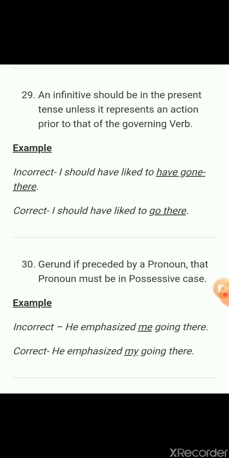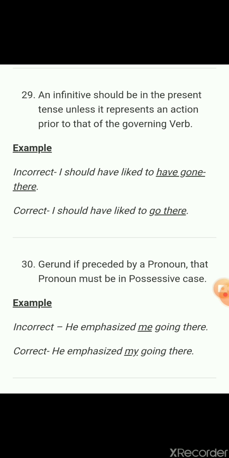Now look at the example once again. You will feel "he emphasized my going there" is a little tricky to speak. We are not feeling comfortable while speaking, which suggests there is an error. No, grammatically if we see, there is no error. The error is in the first sentence.